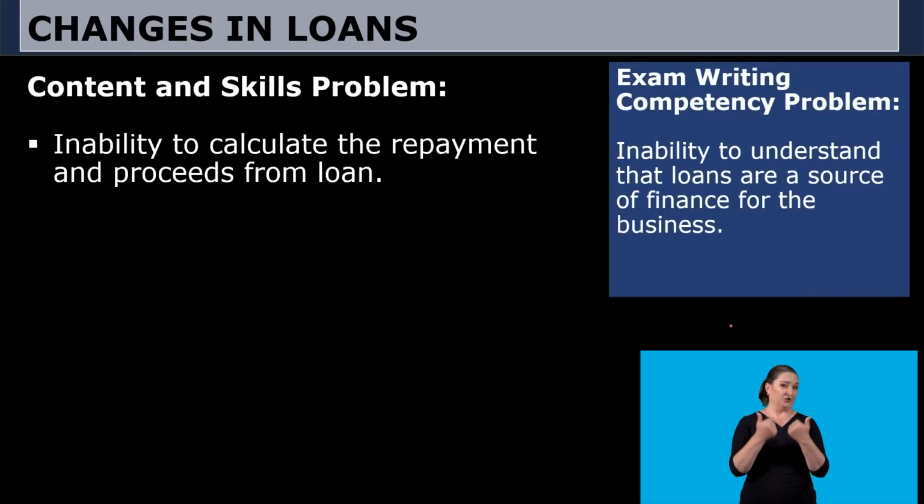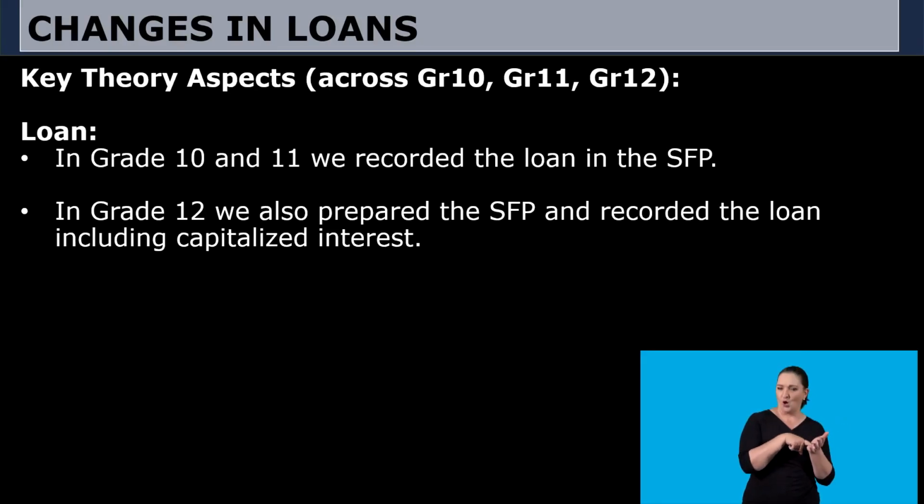We are now going to look at the changes in loans. Some of the challenges that you may face here is the inability to calculate the repayment and the proceeds from loan. So when there's a change in the loan, you may not be able to tell whether it's a cash inflow or a cash outflow, but we're going to shed light on that. In grade 10, we're able to record the loan in the statement of financial position, remember, under non-current liabilities. In grade 12, we still prepare the statement of financial position and we record the loan again. However, we're going to take it a bit further, and look at the increases and the decreases in the loan and how that can become cash inflow or cash outflow.